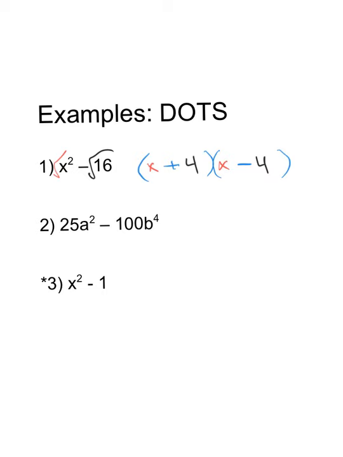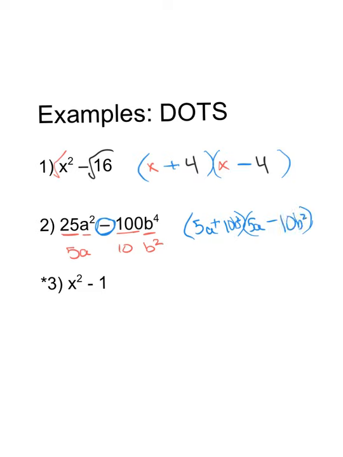If we look at the second one, 25 is a perfect square, and so is a squared. The square root of that is 5a. 100 is a perfect square. b to the 4th is a perfect square. There is a minus here, so I'm going to make 2 sets of parentheses. I put a plus in one, a minus in the other. 5a goes in the front. 10b squared goes in the back.